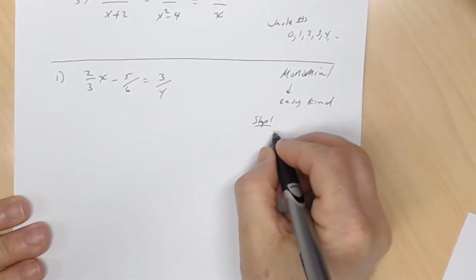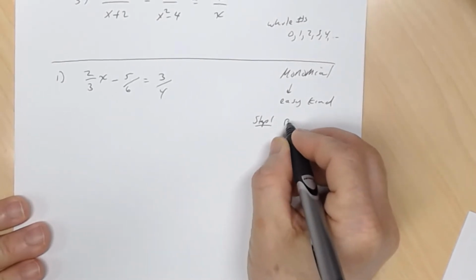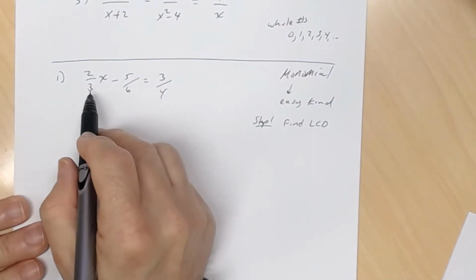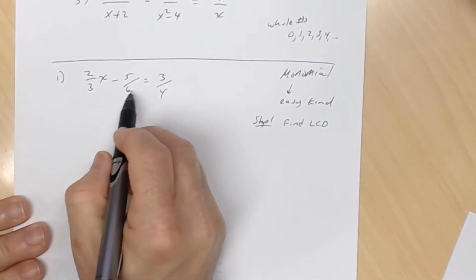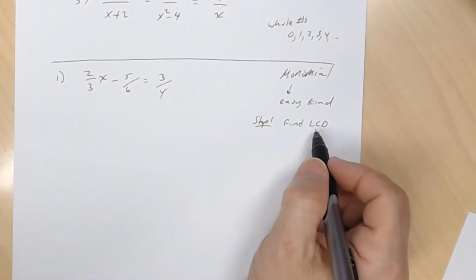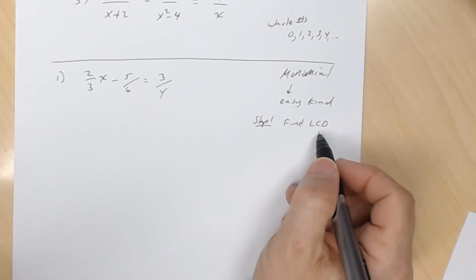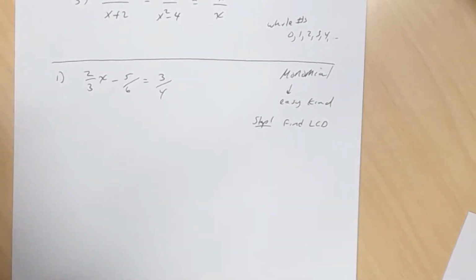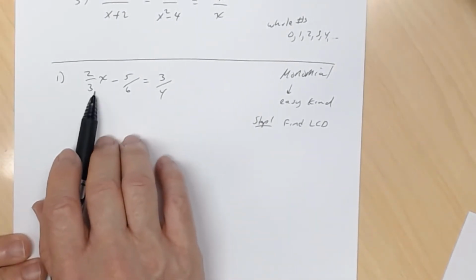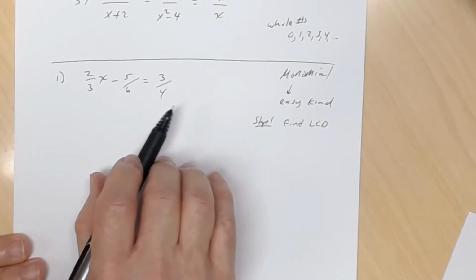You want to find the LCD, the least common denominator. So if you look at all of your denominators, my denominators are 3, 6, 4. You ask yourself, what's the smallest common multiple that 3, 6, and 4 go into? What's the smallest number that 3, 6, and 4 go into evenly?